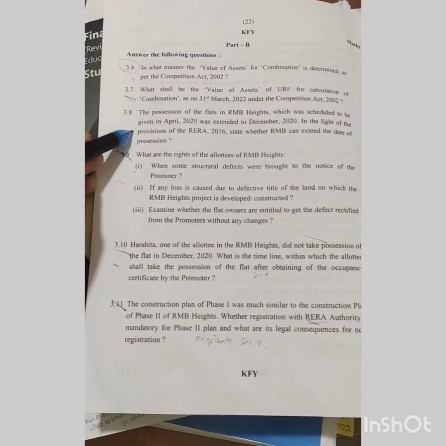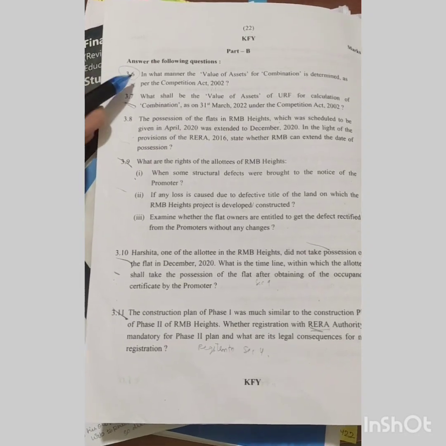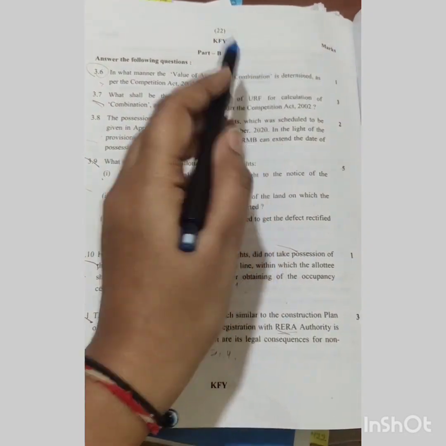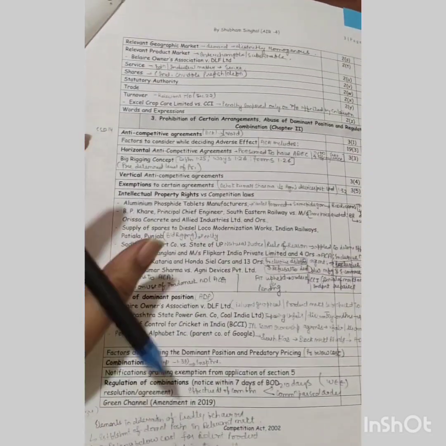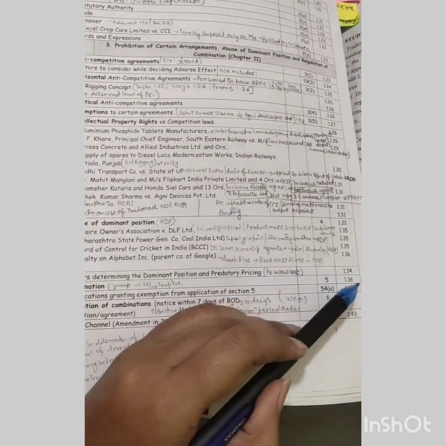The first question I did was this question 3.6, you can see the word combination, and this is from the chapter Competition Act. So go to your material, I mean the index, come to competition. This is the competition and combination. You can see the word combination, so here is combination, page number 1.36, I guess. So come to 1.36.